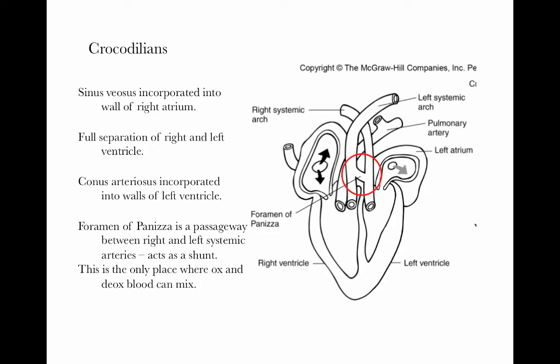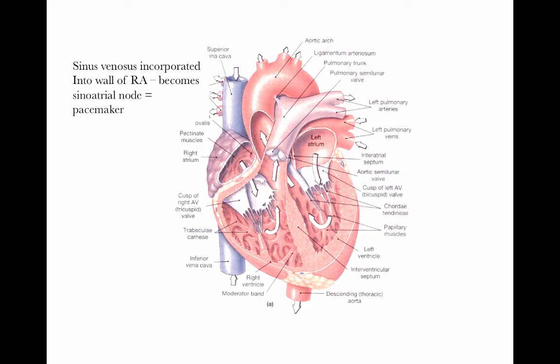In birds, this foramen of Panizza is lost, and we have completely separated pulmonary and systemic circuits with no possibility of mixing oxygenated and deoxygenated blood. This is also the case in the mammalian heart.